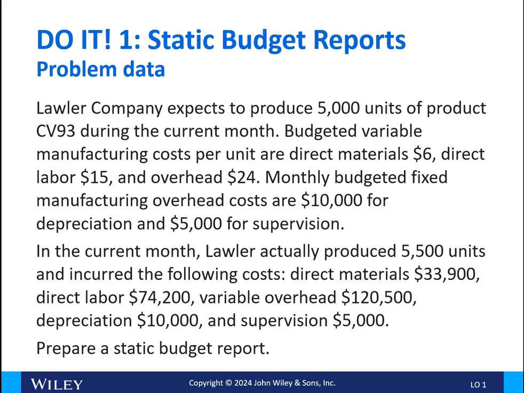So what we're going to do is create a budget report. We'll have a budget column, an actual column, and then the difference column. We'll start with units. Budget is going to be 5,000 units. Actual is going to be 5,500 units. We'll have our variable costs. We have the cost per unit for the budget that we'll multiply by 5,000 to get the dollars, and compare that to the dollars of our actuals. And then our fixed costs. We don't have per unit amounts, we just have total fixed costs, and we'll show that as well.